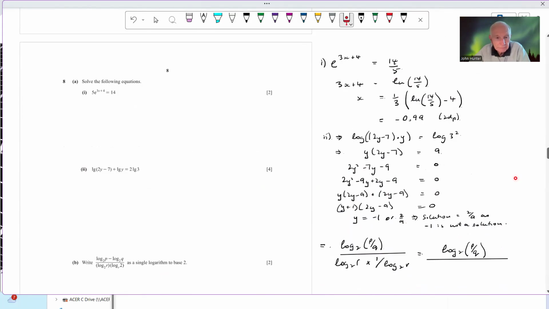Number 8. Solve the following equations. Right, 5e to the power of 3x plus 4 equals 14. So this is an example of an exponent log equation, and the challenge here is we've basically got our unknown, well, it's in the exponent here. That's the power. But in general, if we've got something in the argument of a function, because we could write this, couldn't we, as a function.